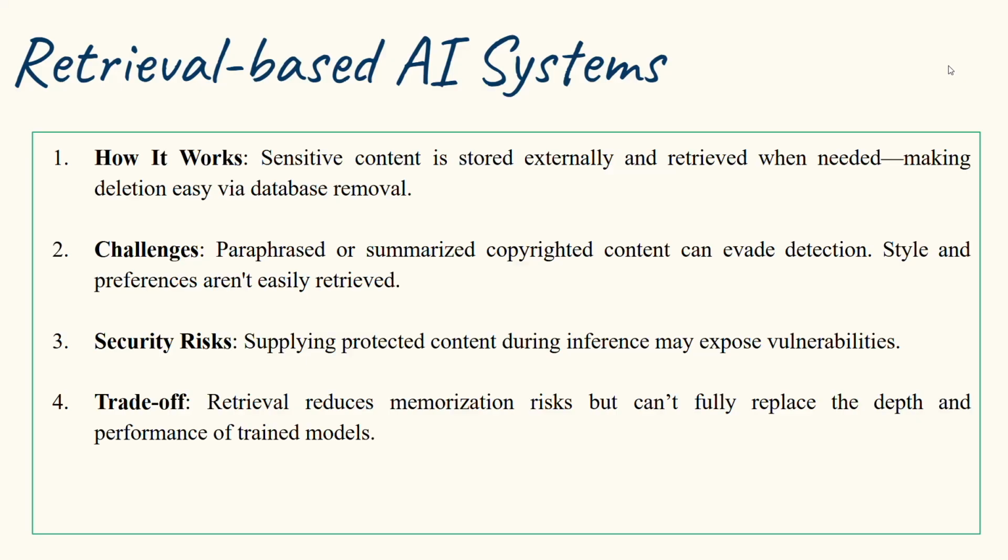Removing copyrighted content is not easy. Paraphrases or summaries can be difficult to detect. Additionally, some model behaviors like writing style or preferences can't be retrieved from a database. Feeding protected content during inference also opens up a security risk. Moreover, while retrieval-based systems are useful, they can't fully replace the power of training. Relying too much on external data might limit the model's overall effectiveness.